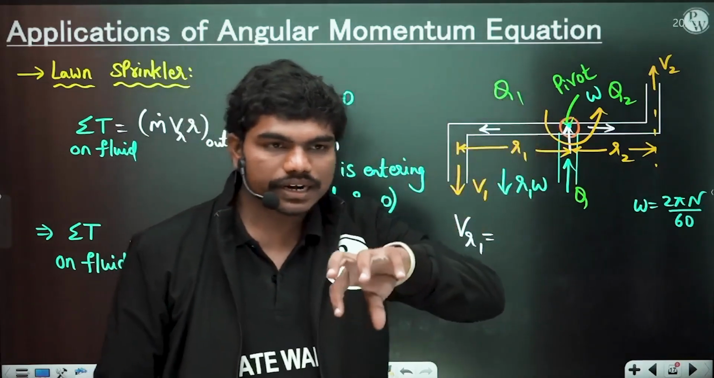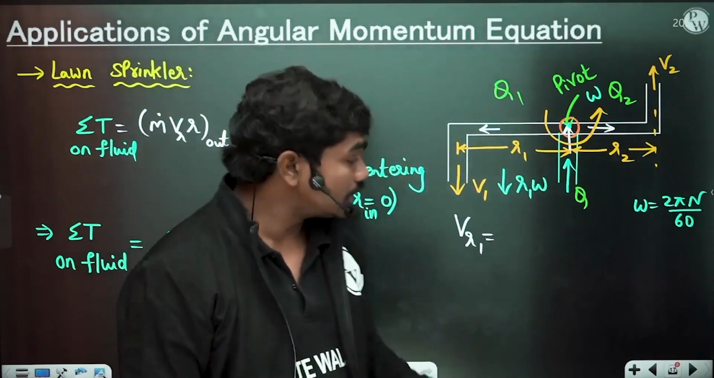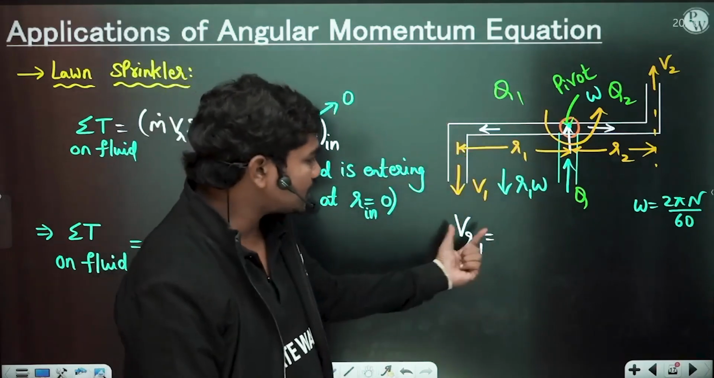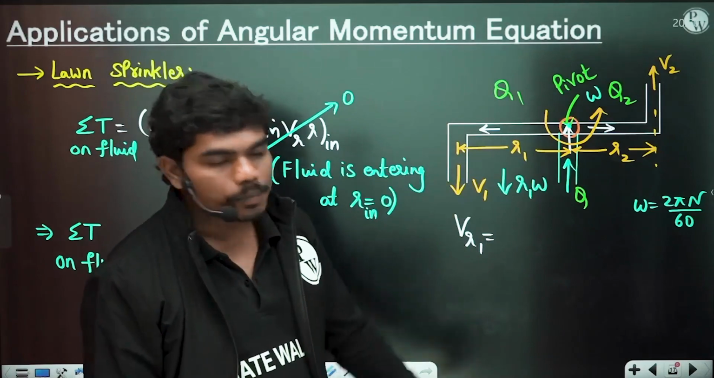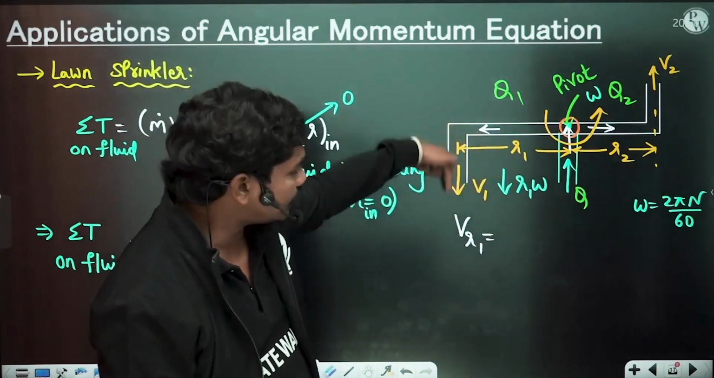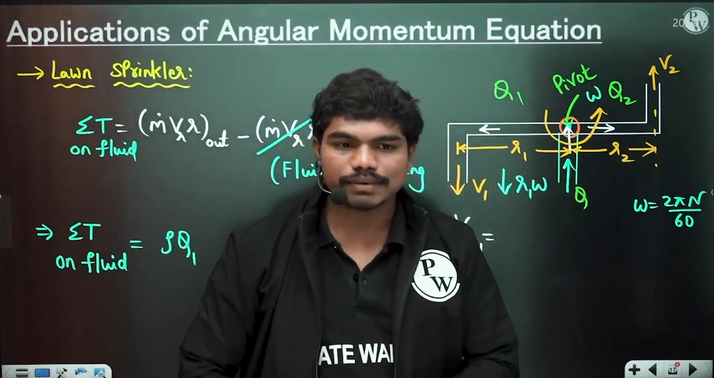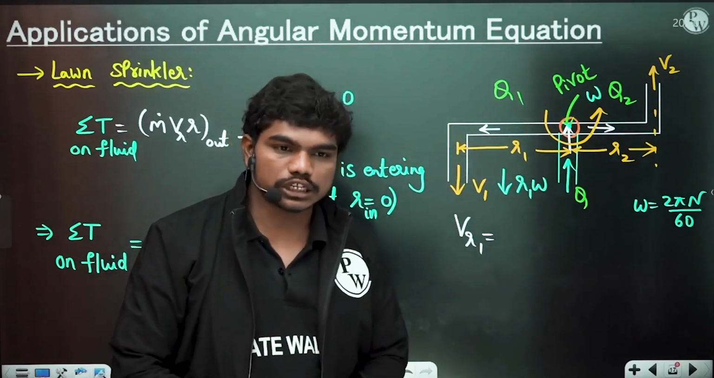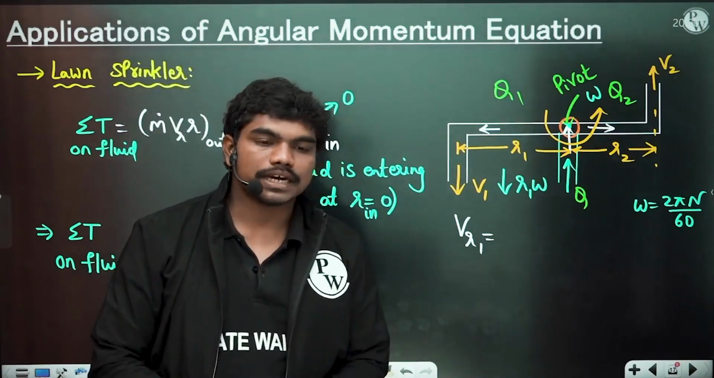When the sprinkler is rotating at an angular velocity of omega, the linear velocity of this frame is also r1 omega. So can you please tell me what is the relative velocity at this section? V1 is in this direction, and r1 omega is also in the same direction. Whenever these two are in the same direction, what is the relative velocity? Type in the chat box.